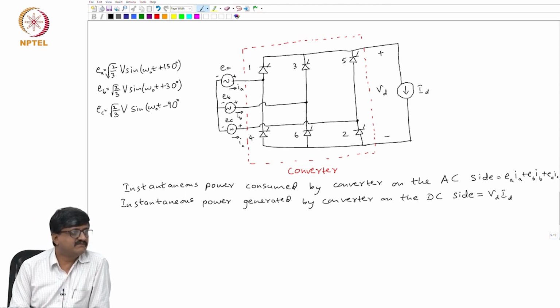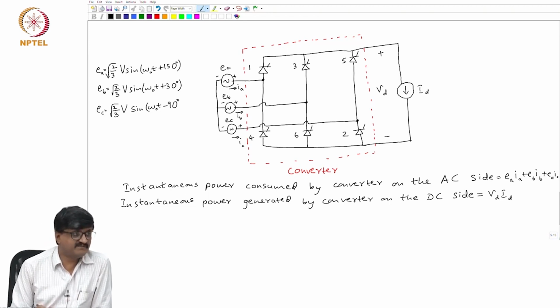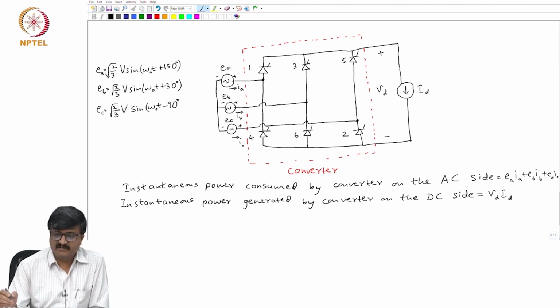They should be equal. See, the reason is the converter is lossless. Just because we have a lossless converter, can we say instantaneous powers are the same? Not only that, the converter is lossless because all switches are ideal, and there is no storage, there is no inductor, there is no capacitor in the converter.